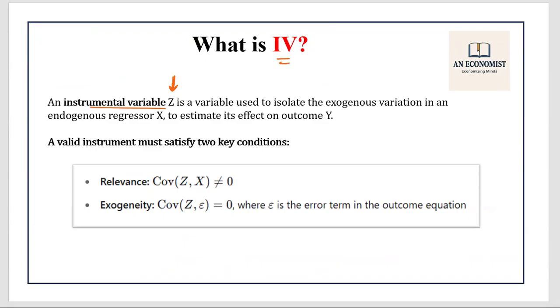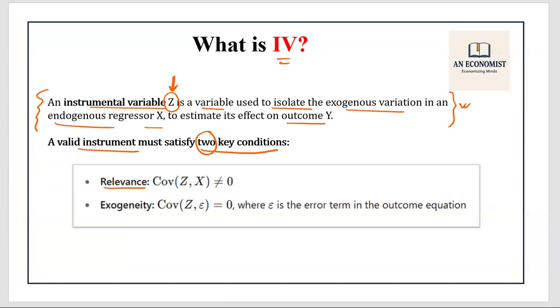An instrumental variable Z is a variable used to isolate the exogenous variation in an endogenous regressor X to estimate its effect on the outcome variable. When we go into the two-stage least squares method, you will understand this line even more clearly. As of now, understand that for a variable to qualify as an instrument, it needs to satisfy two key conditions. Later I'll explain this again in detail. What are the conditions?